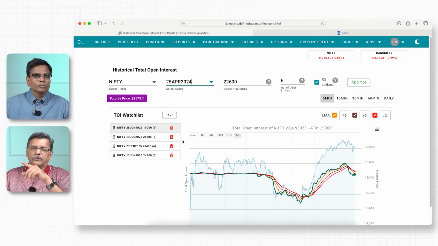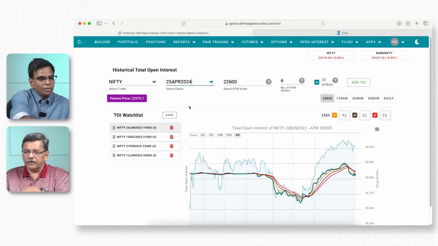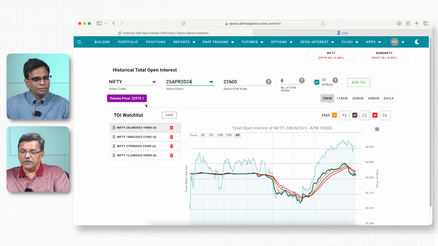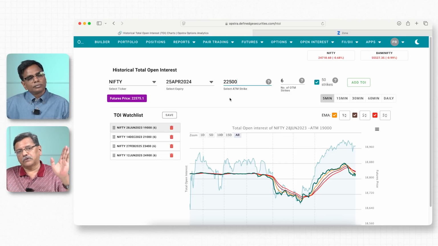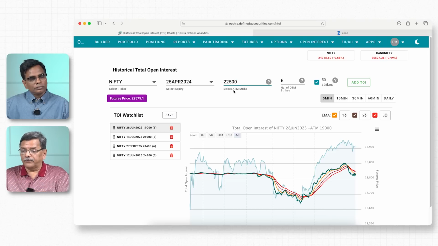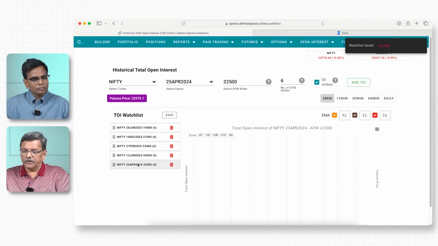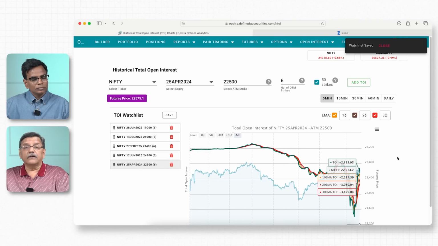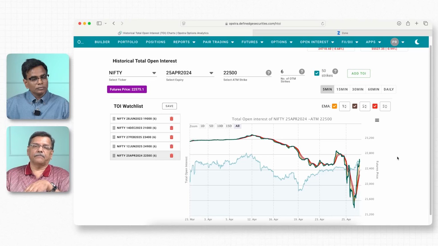One thing I need to do there is I'll have to find out the ATM price because this is as per the future. It is updated. Okay, now it is updated. So this is futures, so this is 22,575. So I'll have to take 22,500. So now what I have is Nifty of 25th April 2024, when Nifty was 22,500, and the same way if I click on TOI here, this shows me what Nifty TOI was doing, and if I have a backtest, a trading system for Nifty, I can go back and check what the TOI was trying to do.